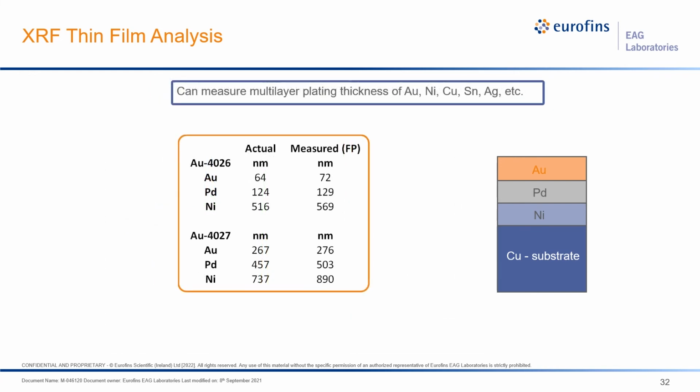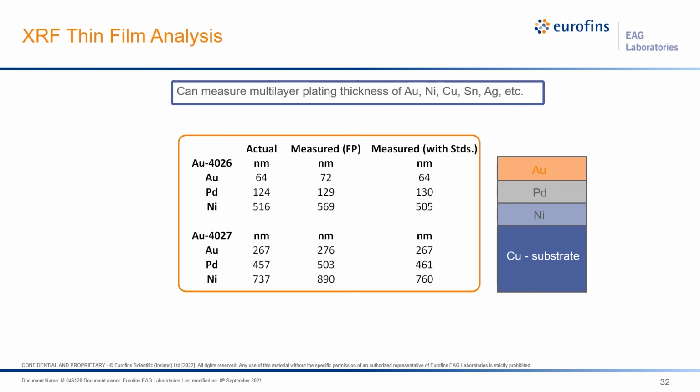We first allow the software to calculate thicknesses using the FP approach, and the results correlate to the true thicknesses very well. We do begin to see greater error in the bottom nickel layer though, and this is reasonable because the nickel signal is being attenuated by both the palladium and the gold layers, and any small error in the calculated thicknesses of those upper layers will carry through to the nickel thickness calculation. But as is always the case, if we have appropriate standards, we can create a calibration curve and we can improve the accuracy of the measurement for all three layers.